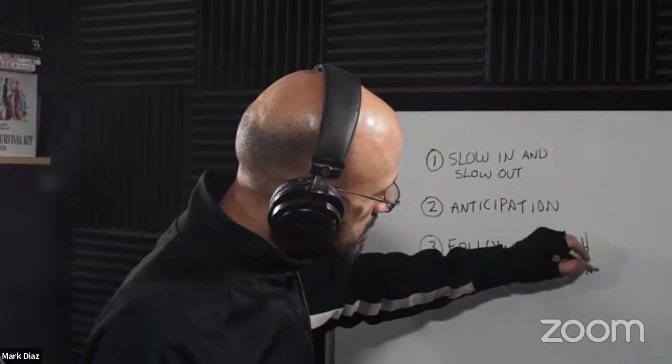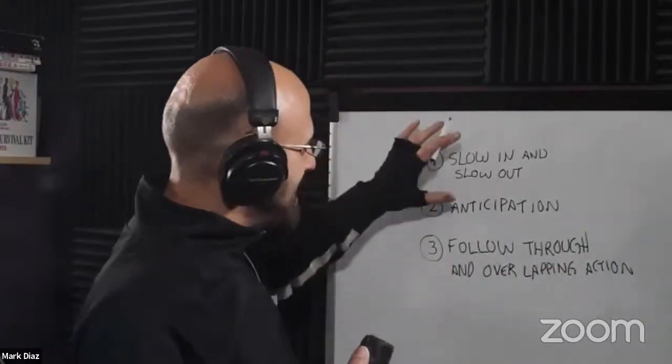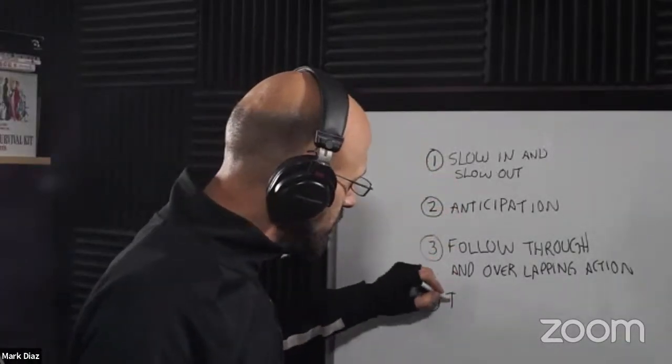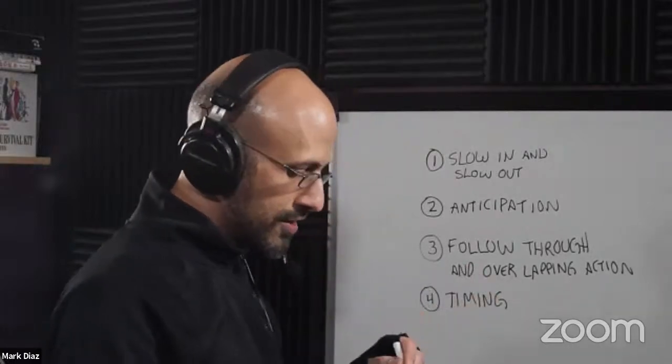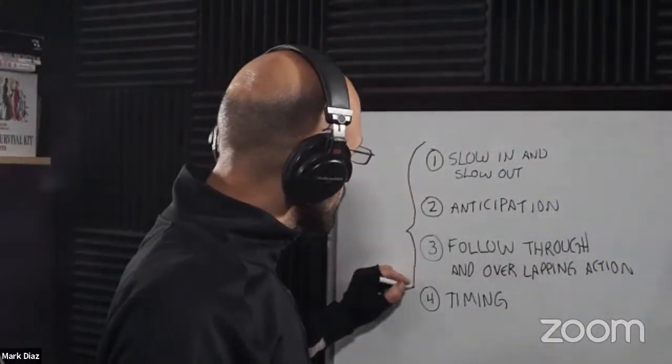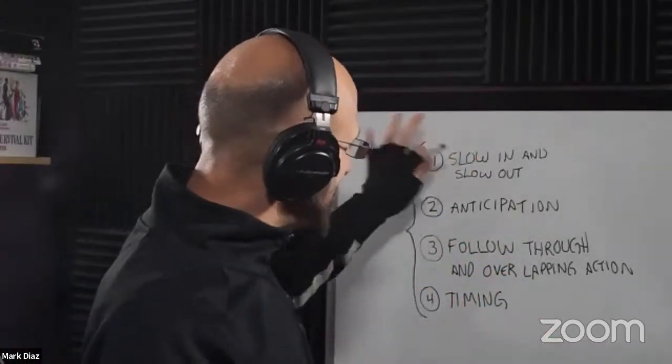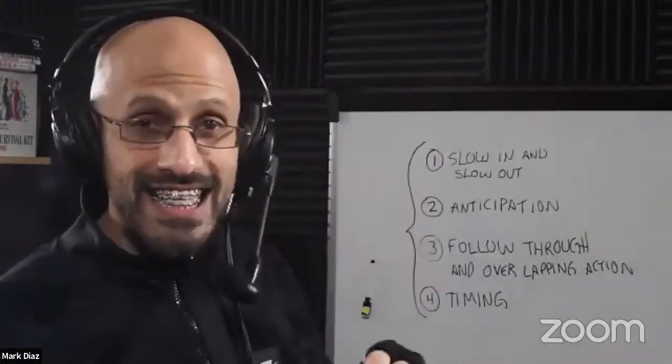Overlapping action, right? So these are the most basic, and one that also plays an important role is timing. Now these four principles, there are 12 of these, right? And we cover those in the full course, but these four are what I see lacking in most beginner animations. Now, the problem is when these are not in your animation, your characters usually move really weird. Let me tell you what I mean by that.